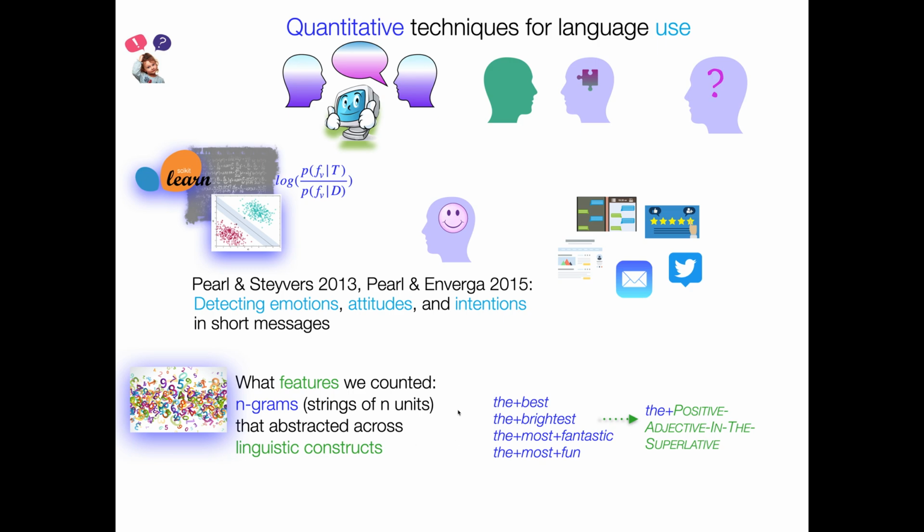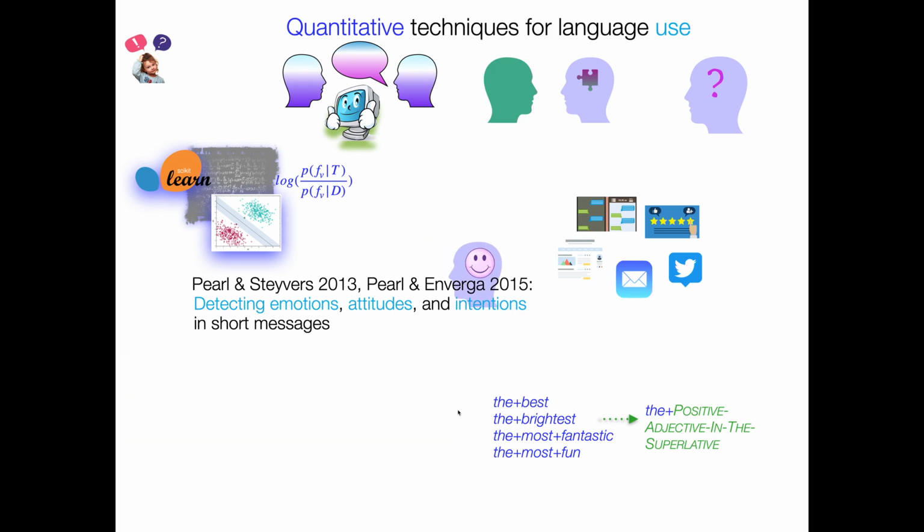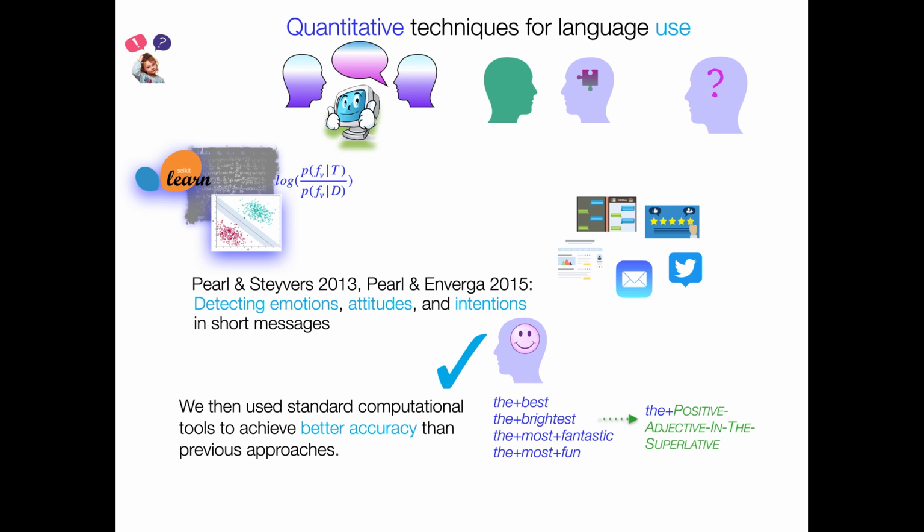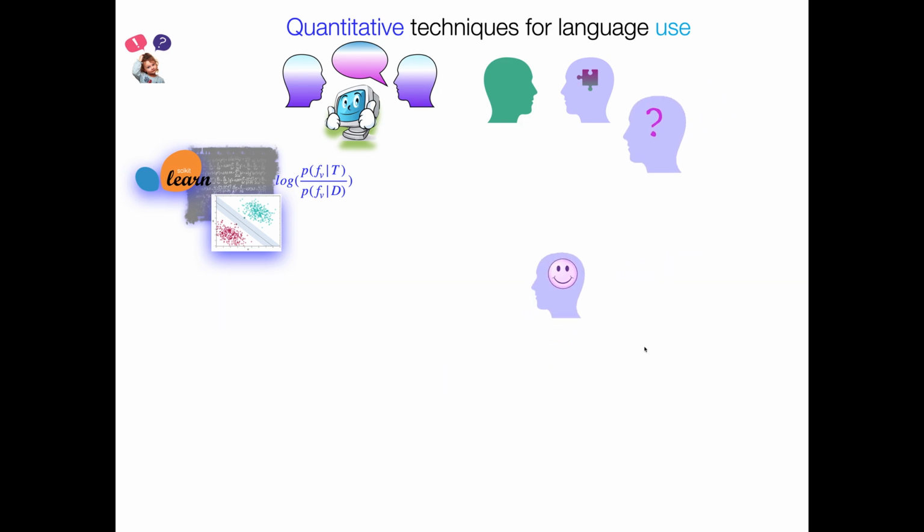So abstracting this way, we made more abstract, linguistically grounded features. And we then use standard computational tools to achieve better accuracy at identifying emotions, attitudes, and intentions than previous approaches. So this was a good kind of thing to be counting, which is probably a bit more human-like.